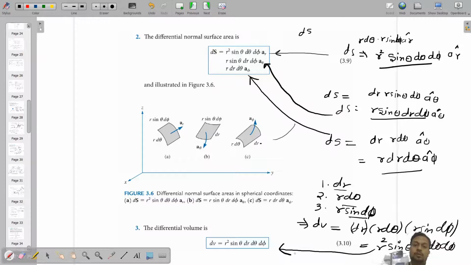So in today's class, we have discussed the differential length, differential surface and differential volume in Cartesian, cylindrical and spherical coordinate systems. In the next class, we will discuss the line integral, the surface integral and the volume integral in these three coordinate systems.